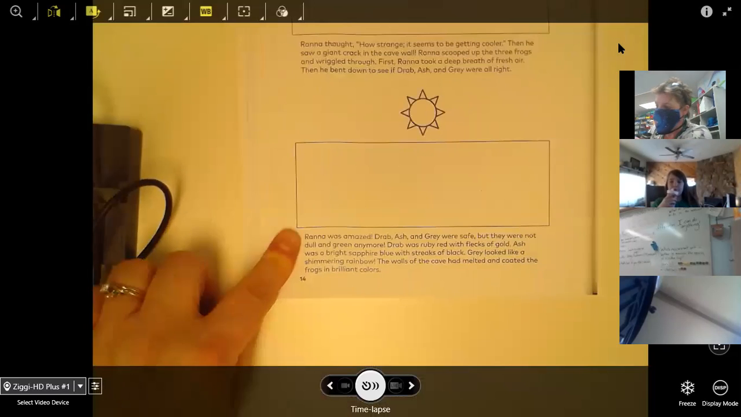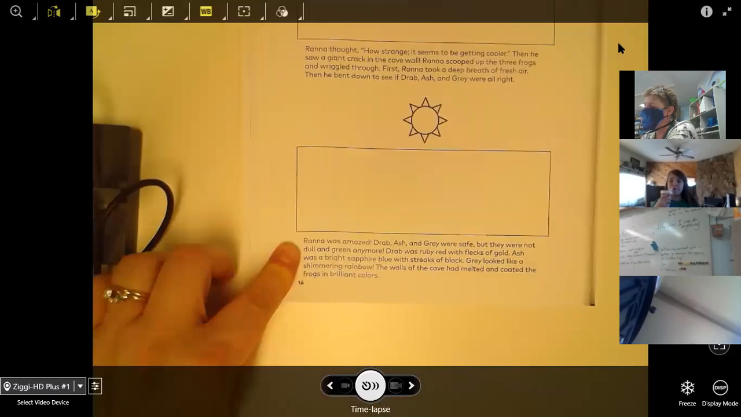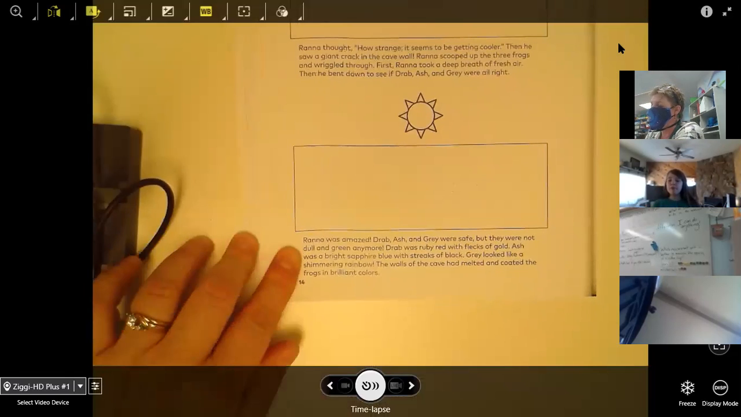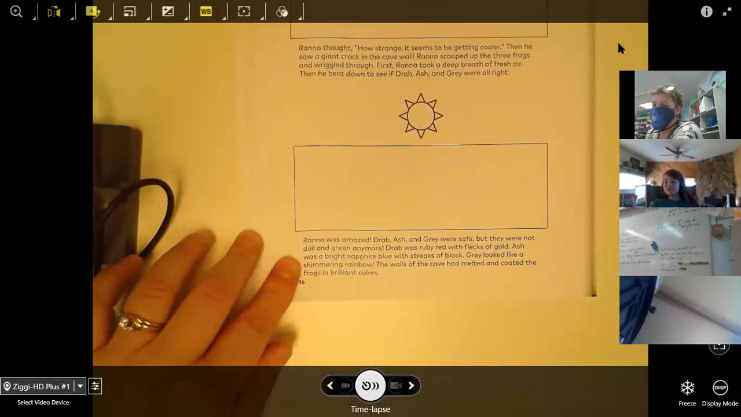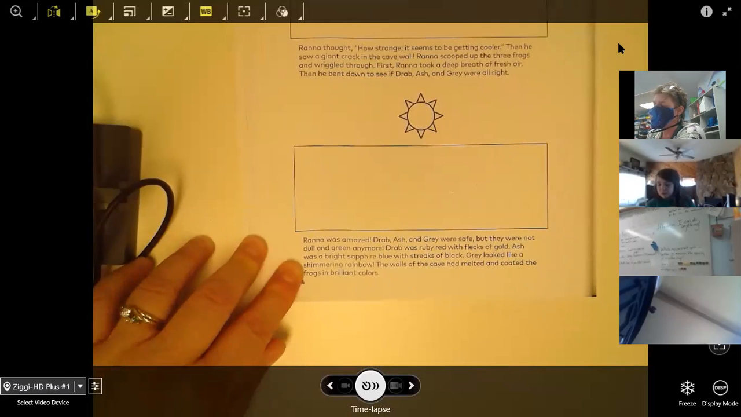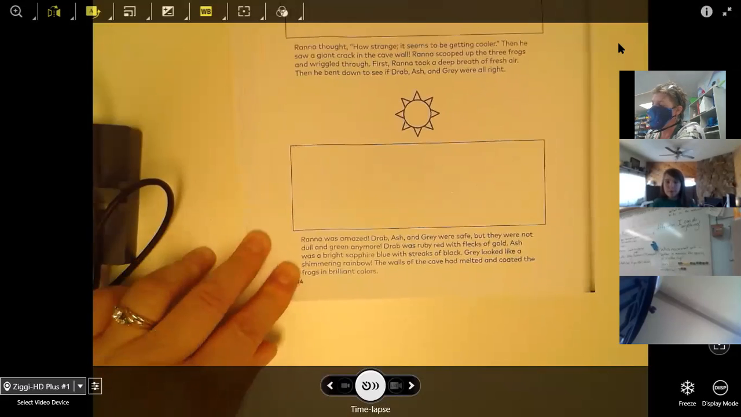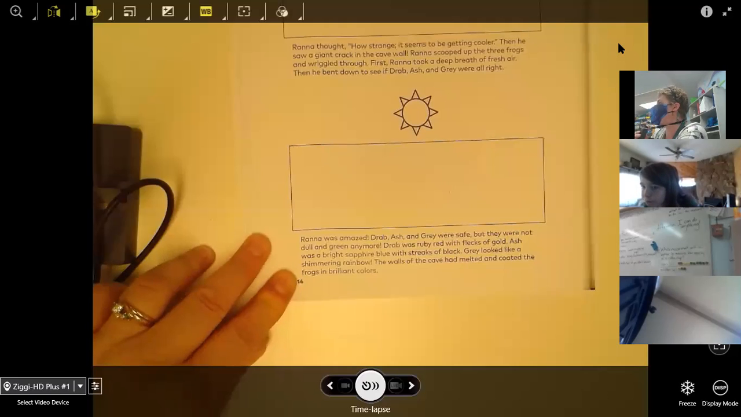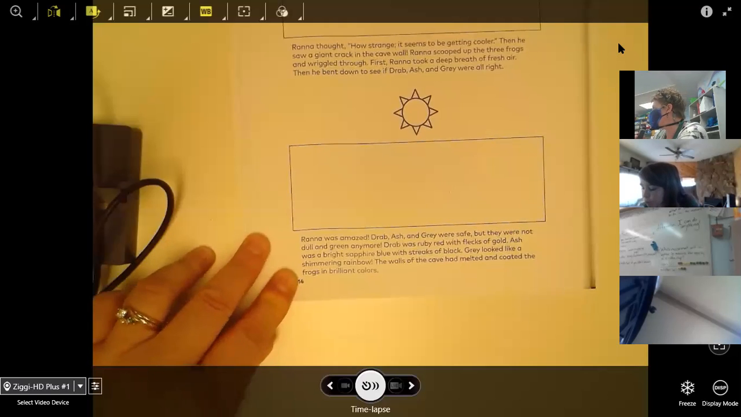When we are amazed. Drab, Ash, and Gray were safe, but they were not dull and green anymore. Drab was ruby red with flecks of gold. Ash was a bright sapphire blue with streaks of black. Gray looked like a shimmering rainbow. The walls of the cave had melted and coated the frogs in brilliant colors.